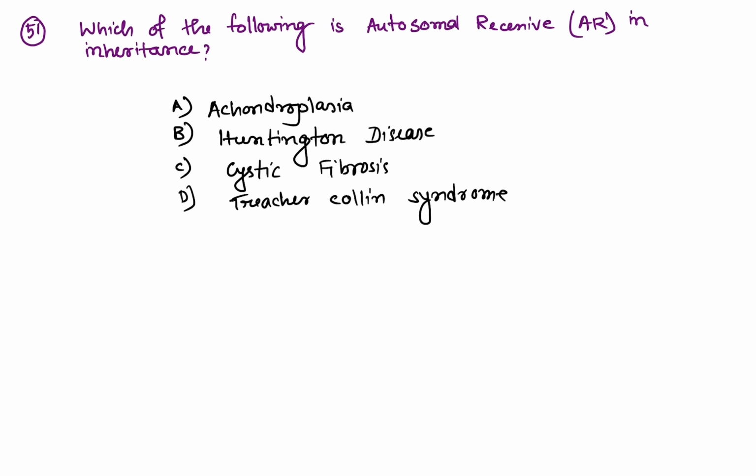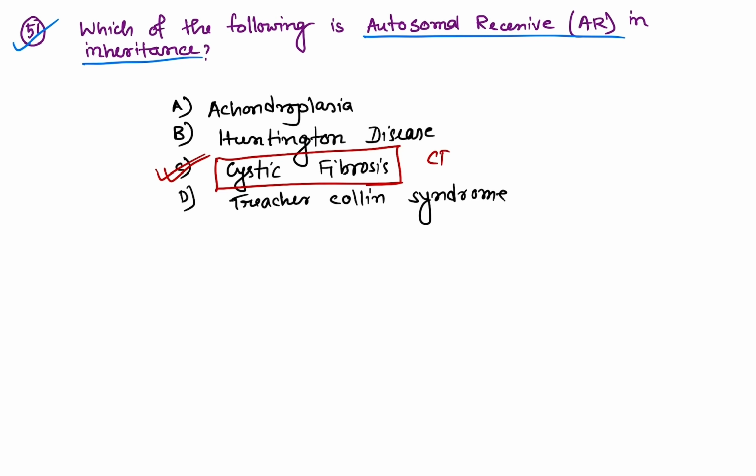So starting with question number 51, which of the following is autosomal recessive in inheritance? As all of you know, among these four options, autosomal recessive is cystic fibrosis. Cystic fibrosis is an autosomal recessive disease associated with the CFTR gene. Achondroplasia is not autosomal recessive, it is autosomal dominant, and so are Huntington disease and Treacher-Collins disease. So among these four options, cystic fibrosis is the correct answer for autosomal recessive disease.